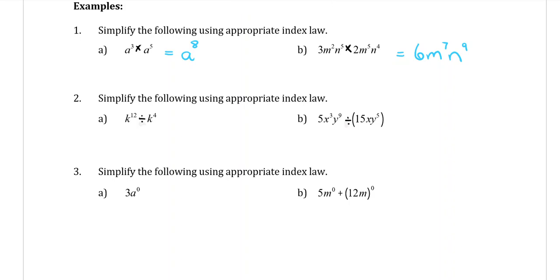Question number 2, we are dividing things that have the same bases, which means we need to subtract the powers. So k is the base. 12 take away 4 is a power of 8.